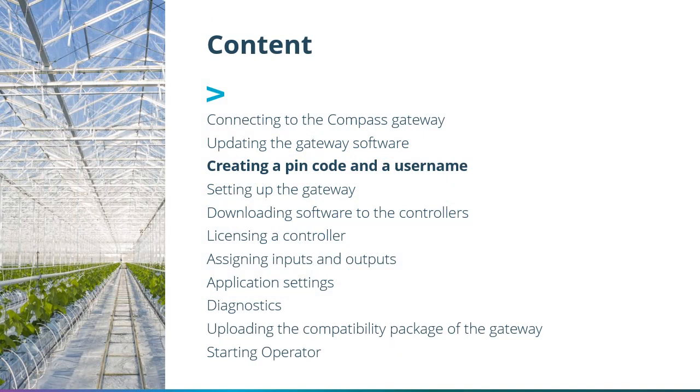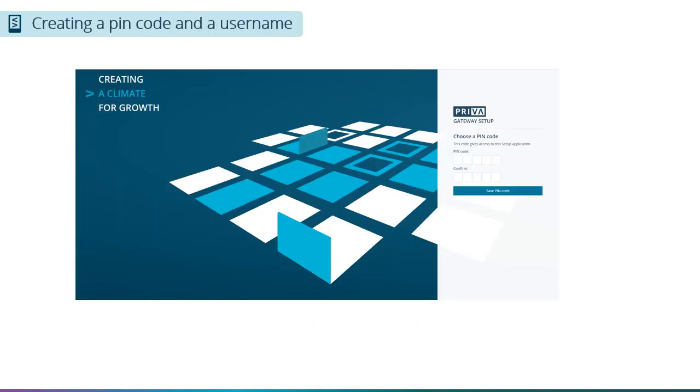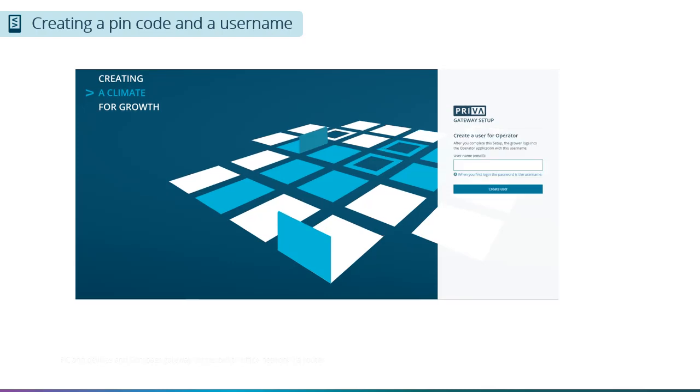Once the update is completed and the gateway is at the latest release, the next step is to create a PIN code and a username. If this is a new setup, the PIN code screen will appear next. The PIN code is used so only the installer has access to the gateway and controller setup pages. This is a different access method than the username and password that are used by the grower for normal operation. This PIN code gives you access to the gateway setup screens. Make sure you write down the PIN code in a safe place.